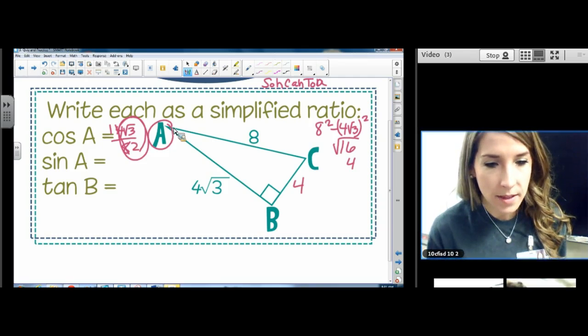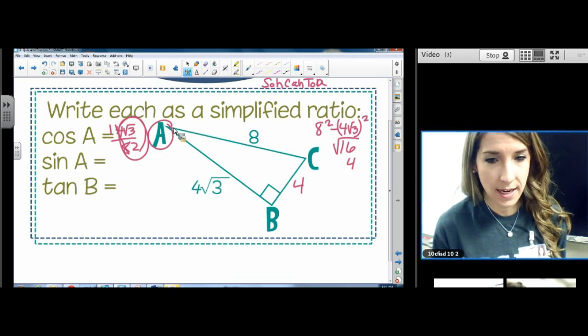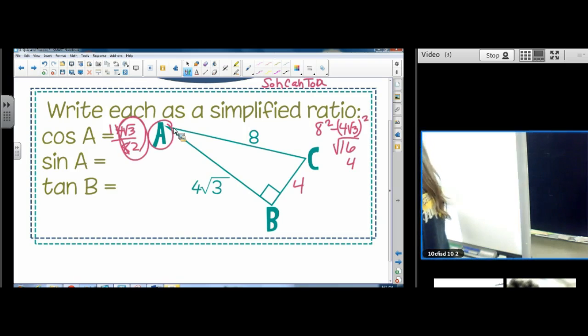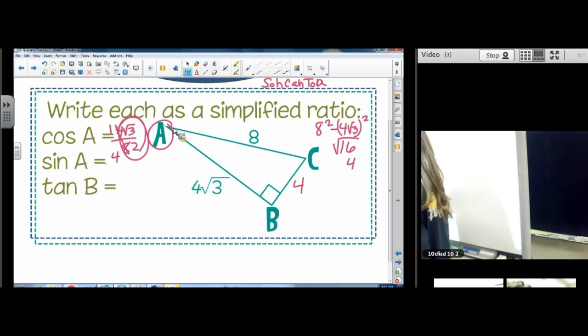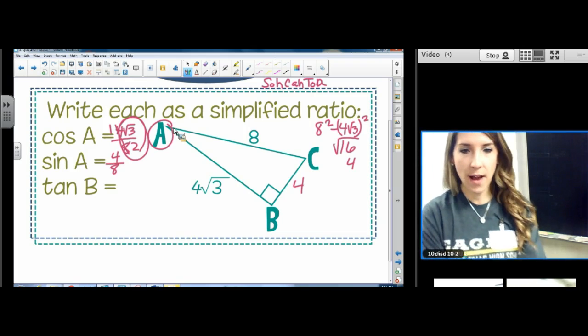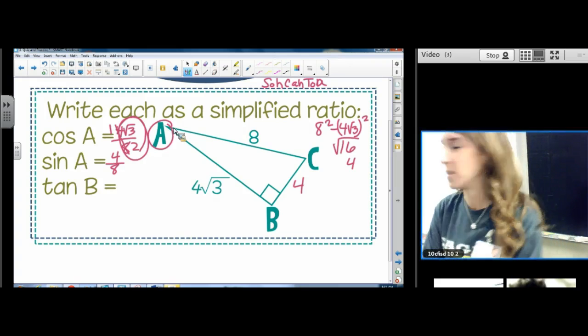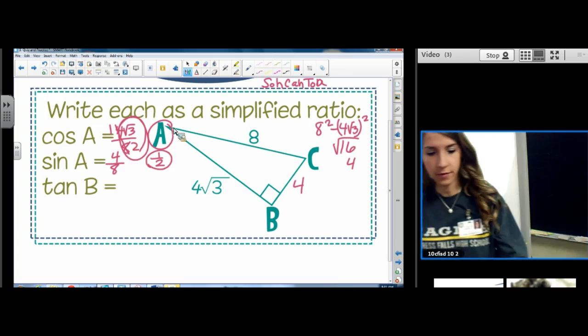All right, so Abbas, what's your new answer? Sine is opposite over hypotenuse, Abbas. Opposite of angle A is 4, and the hypotenuse of the triangle is 8. So what's the simplified ratio? Yes, good, 1/2. So the answer to the sine of angle A is 1/2.